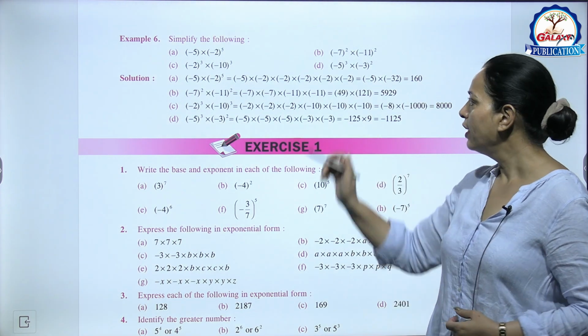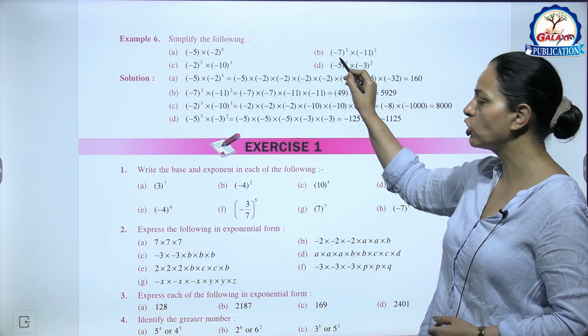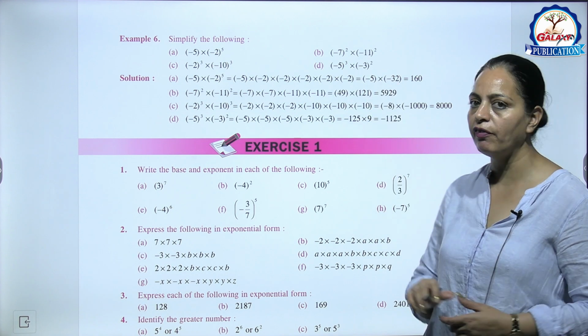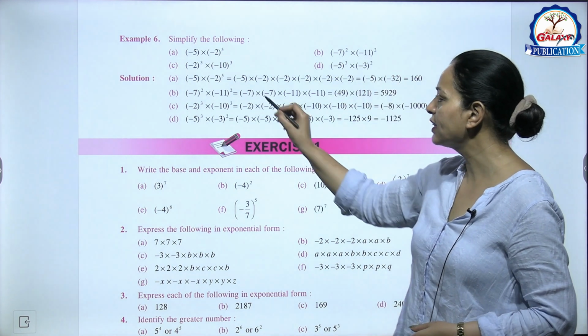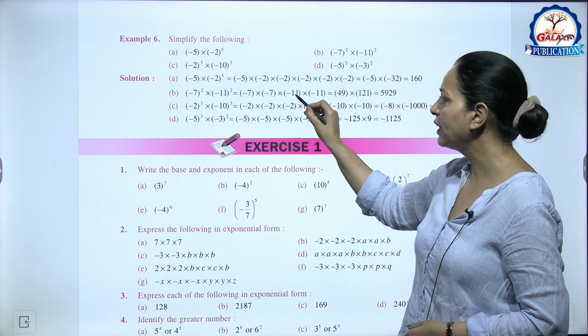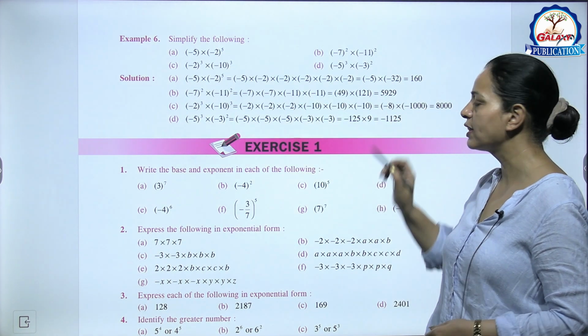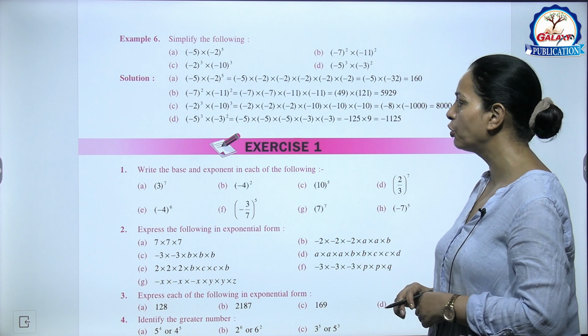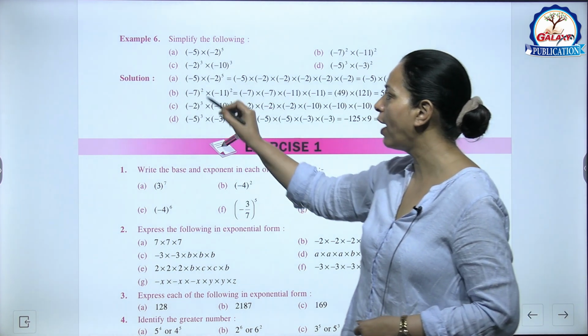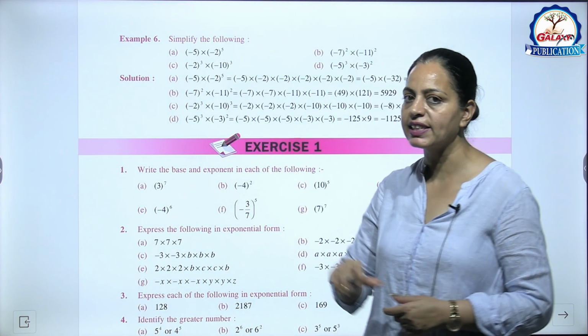This is 160. Now B part, (-7) raised to the power 2 into (-11) whole power 2. So -7 into -7, -11 into -11. We will multiply all four of these. So the answer is 5929. Now C part, (-2) cube into (-10) cube.